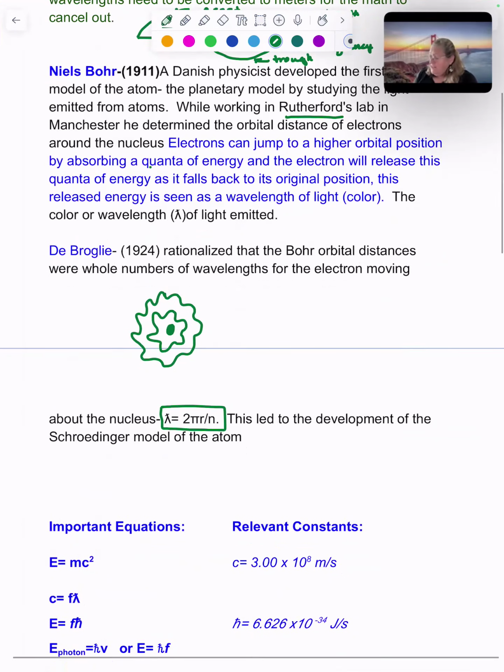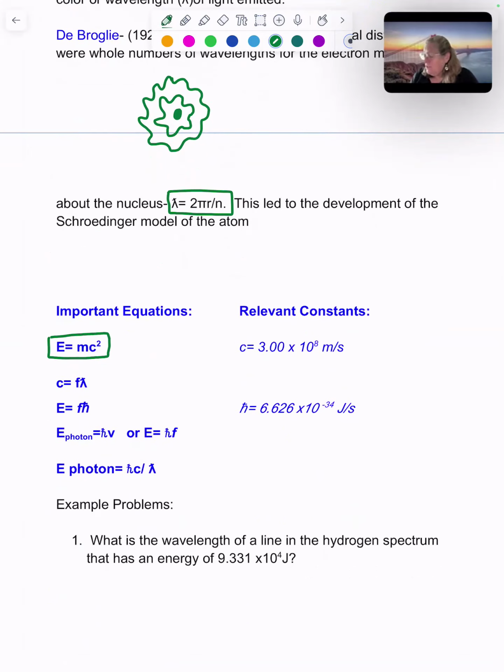This all led to the Schrodinger model of the atom. The Schrodinger model, as you've probably heard, is those fuzzy probability orbits of weird shapes. So there's some important equations we need to know. First of all, Einstein's E equals mc squared, where E is energy, m is mass, and c is the speed of light. That's a constant. Remember, we never use constants when we use significant figures. They're called exact numbers for a reason.